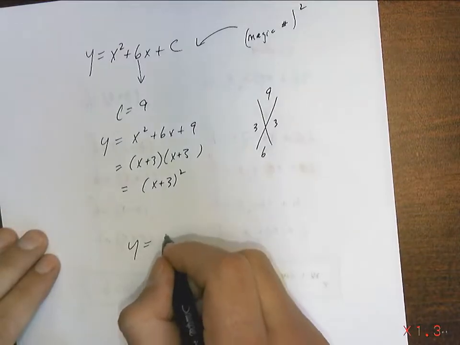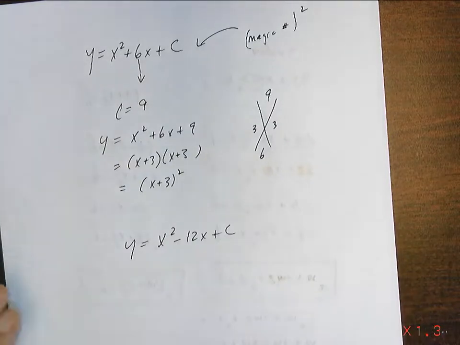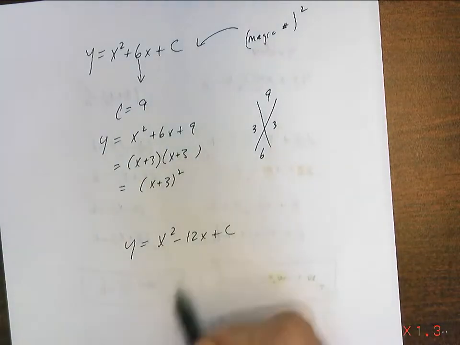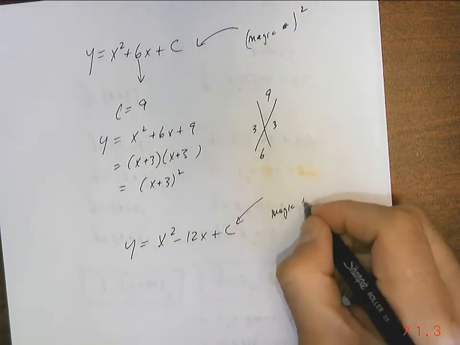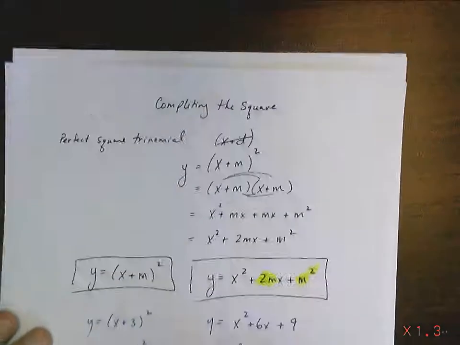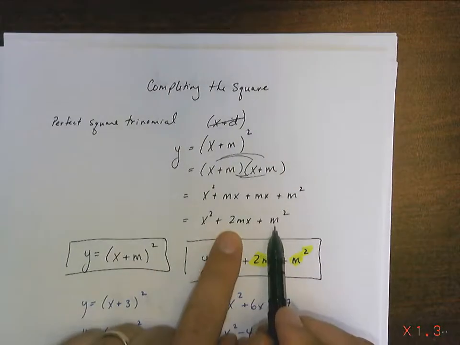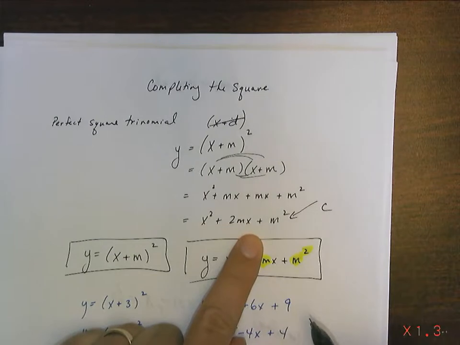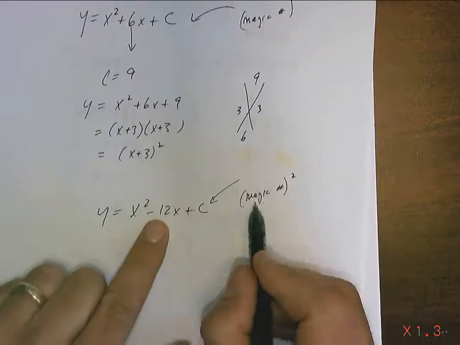All right, let's try one more of these. y equals x squared minus 12x plus c. What value of c is going to make this a perfect square trinomial? Well, you know that the value of c must be the magic number squared. If you're confused about that, go back to the lesson that I just showed you. You take y equals x plus the magic number squared, you expand it out, and you notice that the c value, here it is right here, must be the magic number squared.